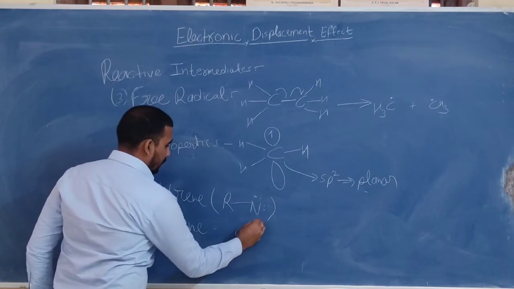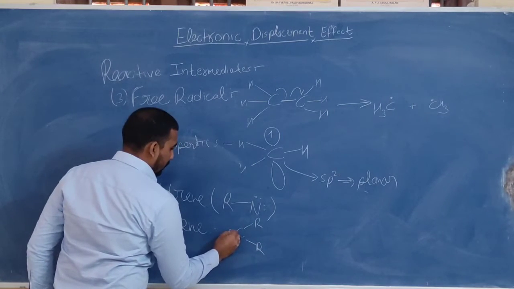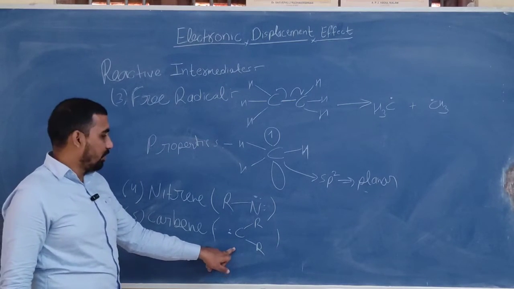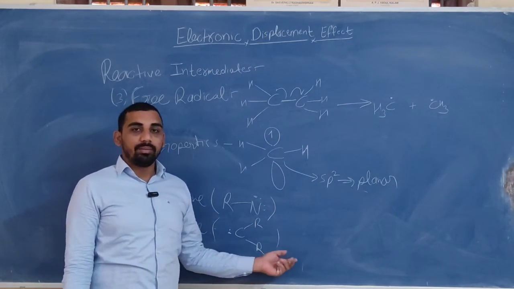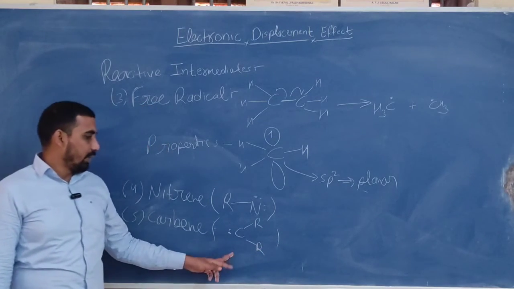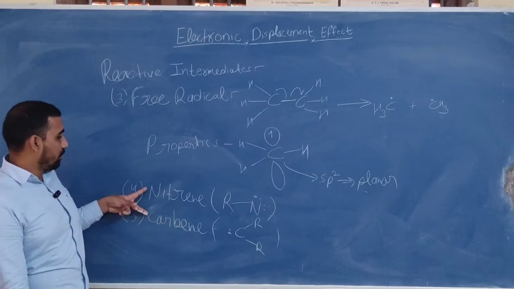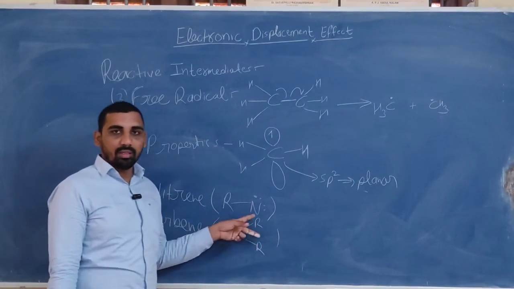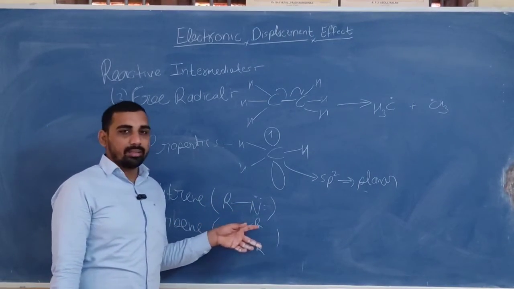The structure is like this. This reactive intermediate is mainly formed in the name reaction which we know is called the Reimer-Tiemann reaction. In that particular reaction, these intermediates are formed. But these two reactive intermediates are not important for our level. It is taught in higher classes.